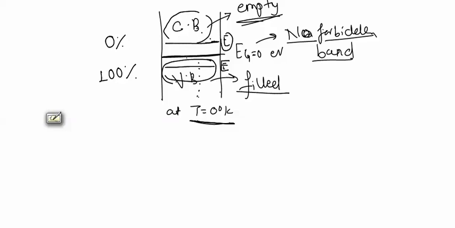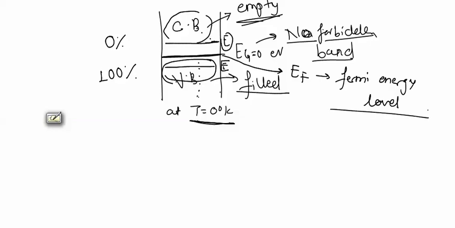Between the conduction band and the valence band, this separation E will be represented by EF, which is called the Fermi energy level. This Fermi energy level represents 50% probability of finding an electron.